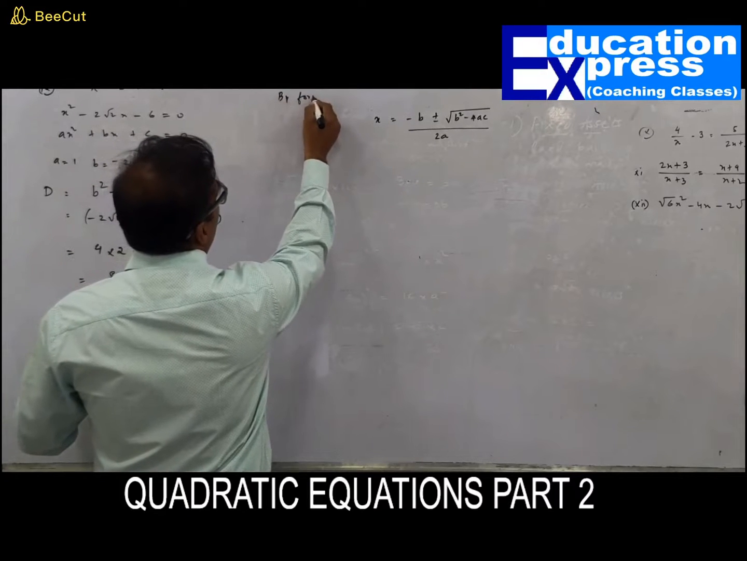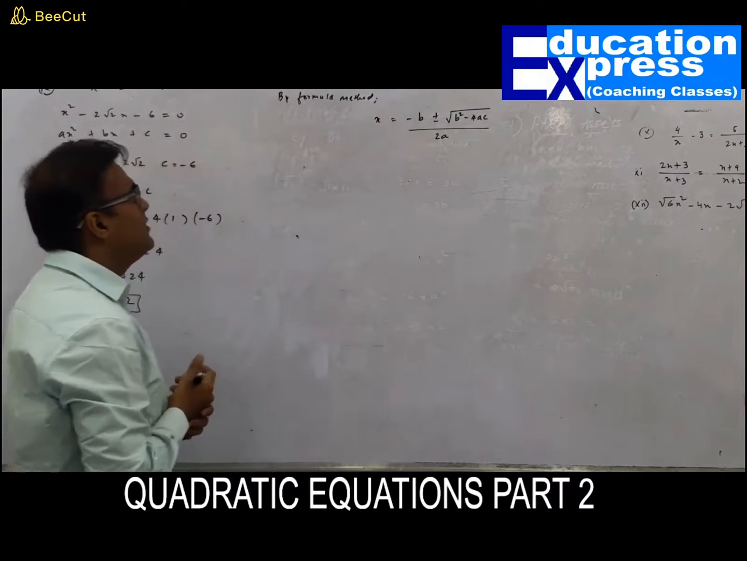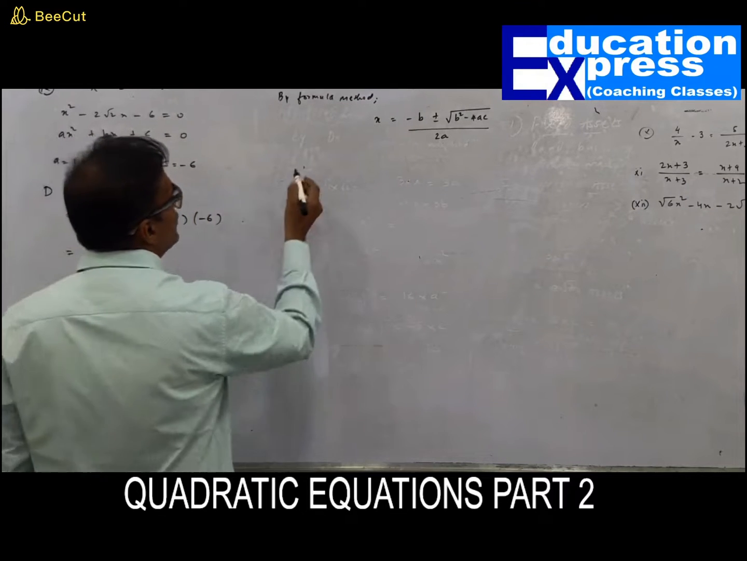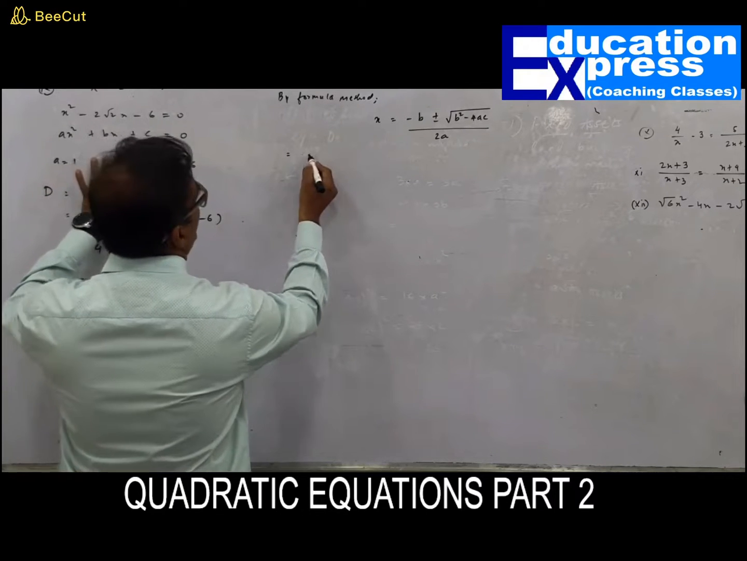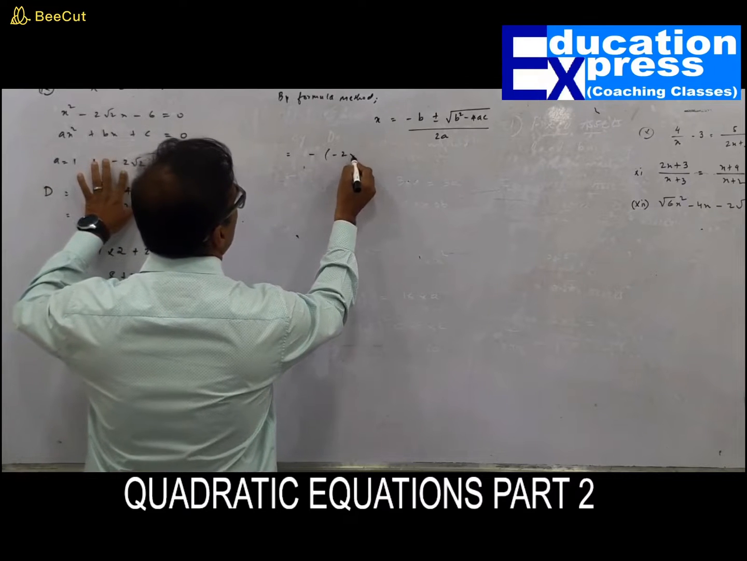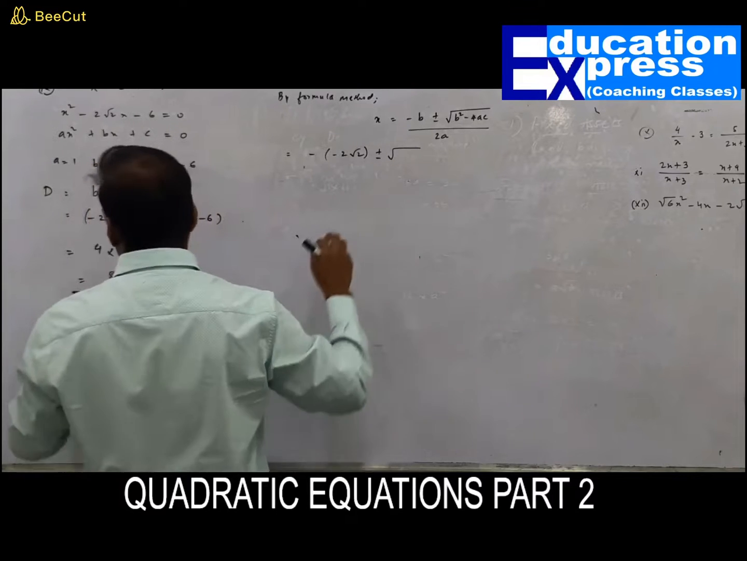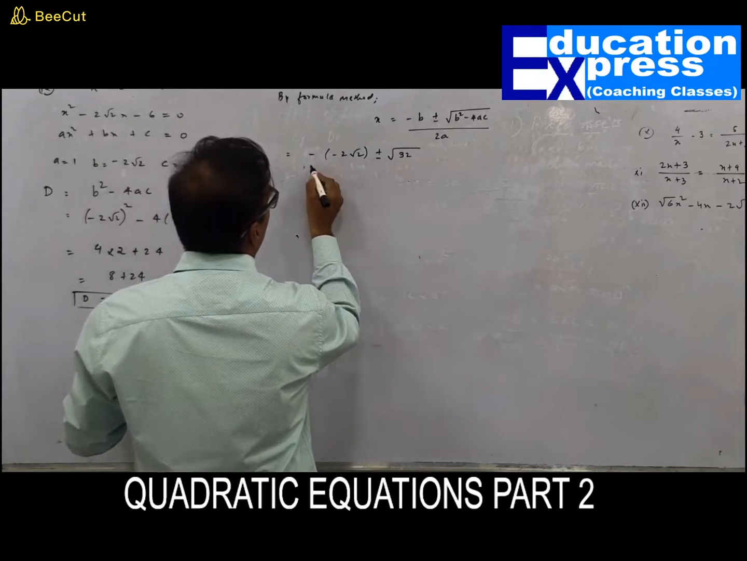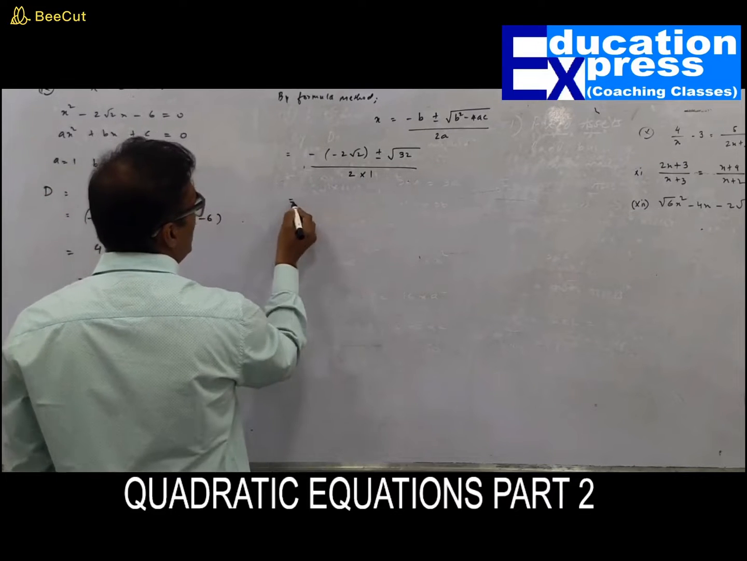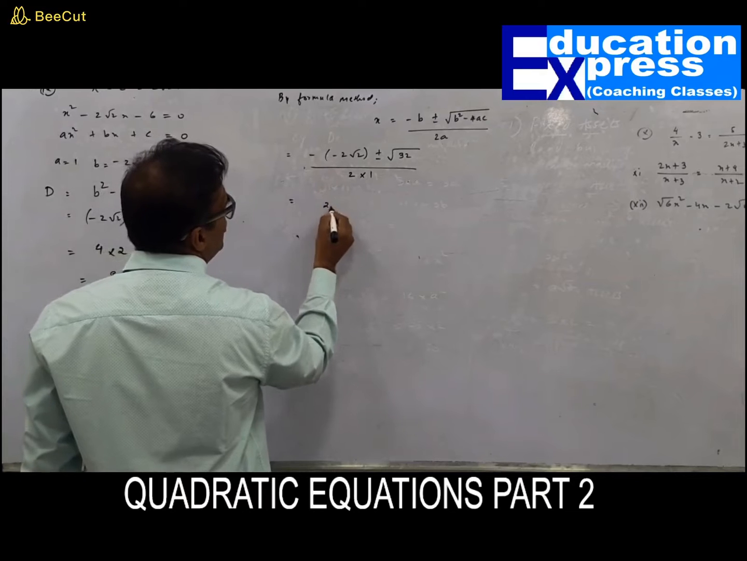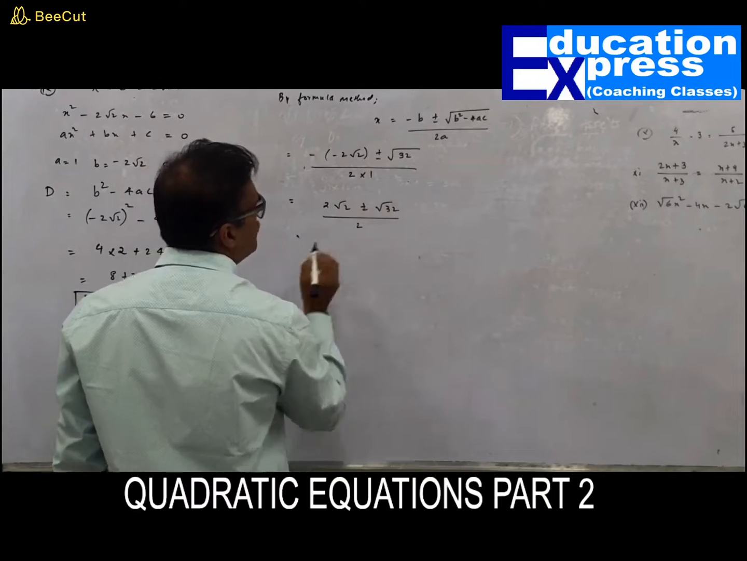So by formula method, alright, formula is x equals to minus b plus minus root of b square minus 4ac upon 2a. So minus b, what is the value of b over here? Minus 2 root 2 plus or minus root of b square minus 4ac, 32, the whole upon 2 multiplied by a, which is 1. Minus minus makes it plus 2 root 2 plus or minus root 32 the whole upon 2.